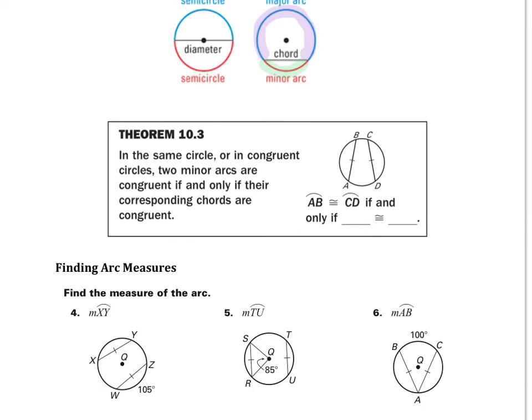So in the same circle or in congruent circles, remember congruent circles have the same radius, two minor arcs are congruent if and only if their corresponding chords are congruent. So if arcs AB and CD are congruent, they can only be congruent if chords AB and CD are congruent.